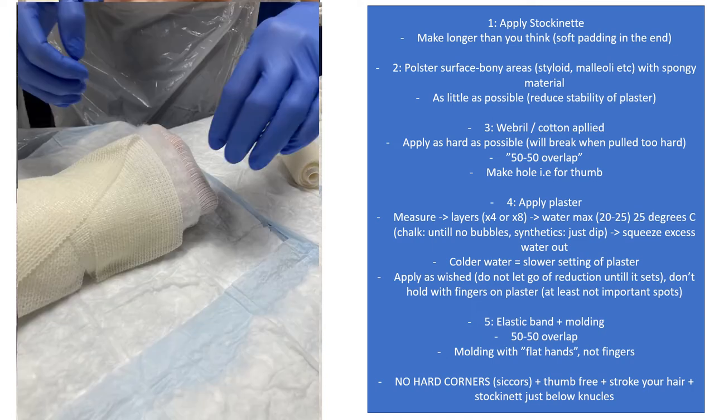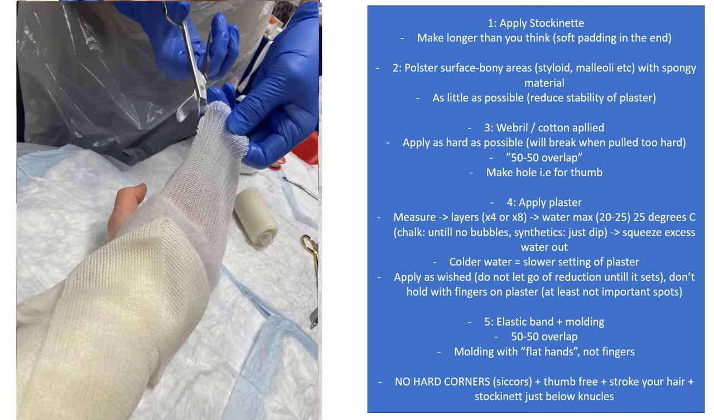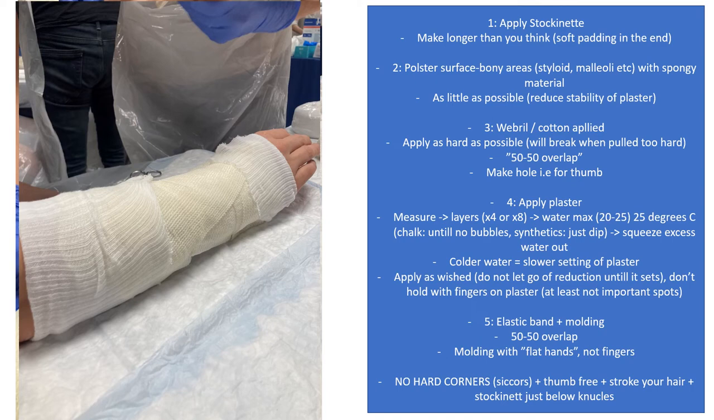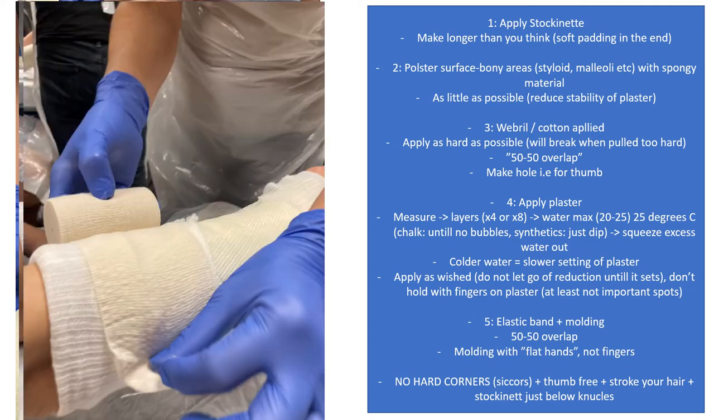Then you cut the edges so it doesn't hurt, and then you finish this by pulling out the stockinette and making a small incision here, so you can pull that down like that. And you pull the above elbow part of the stocking down here again. And then you can apply the elastic band.